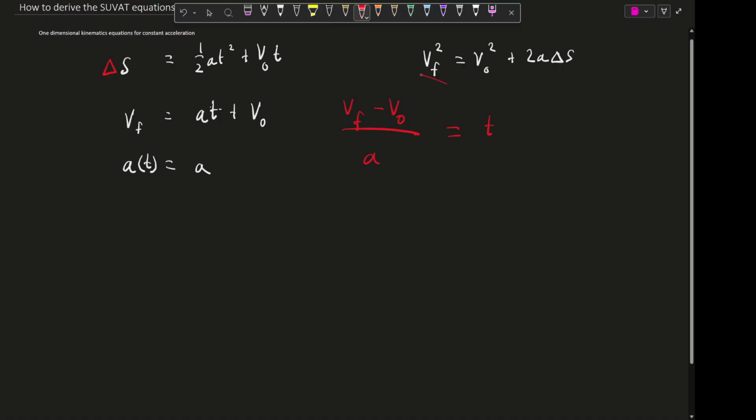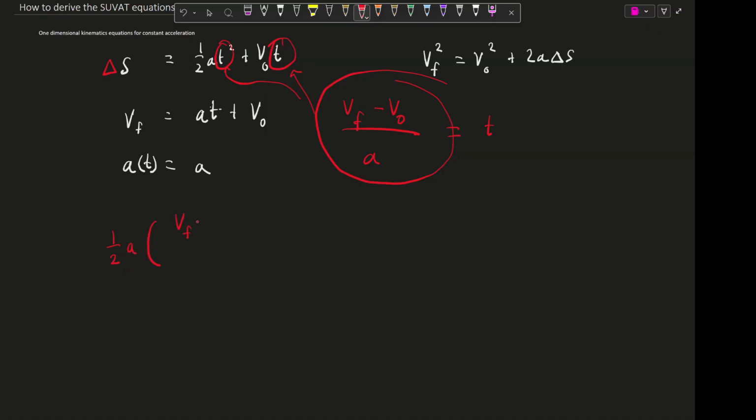So I'm going to take this and I'm going to plug it in here, and I'm going to plug it in here, and I'm going to see what happens. So let's go ahead and do that. I've got 1/2 a times this whole quantity squared, so vf minus v naught. I'm going to distribute the squared up top and down below like that. And then I'm going to probably FOIL this out later. We'll see what happens. And then I'm going to do a v naught times this whole quantity.